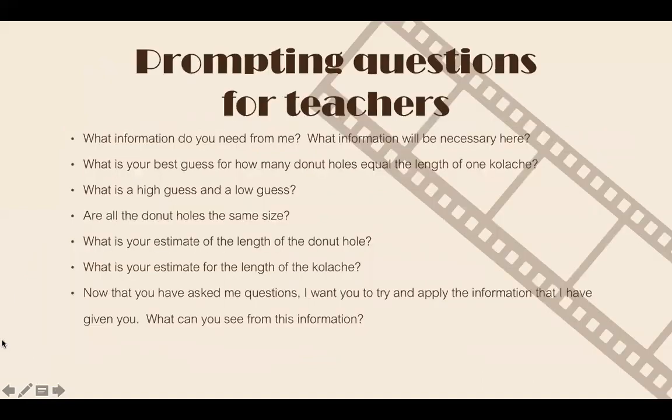These are some prompting questions that can be used to develop the students' understanding and move them into Act 2 of our 3-act math task. Some of the questions include: what information do you need from me? What information will be necessary here? What is a high guess and a low guess for how many donut holes equal the length of one kolache? You also want to make sure that you ask the students what they can tell from the information.